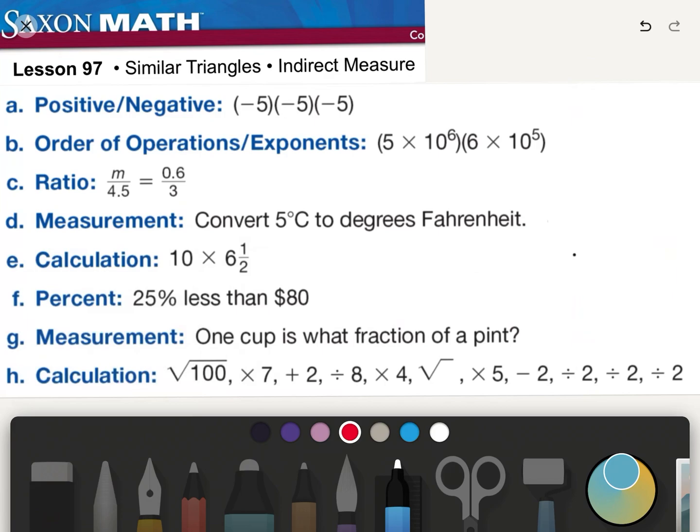Okay, now jumping back down to E, calculation. 10 times 6 is 60. And 10 times 1/2, half of 10, is 5, getting us 65.